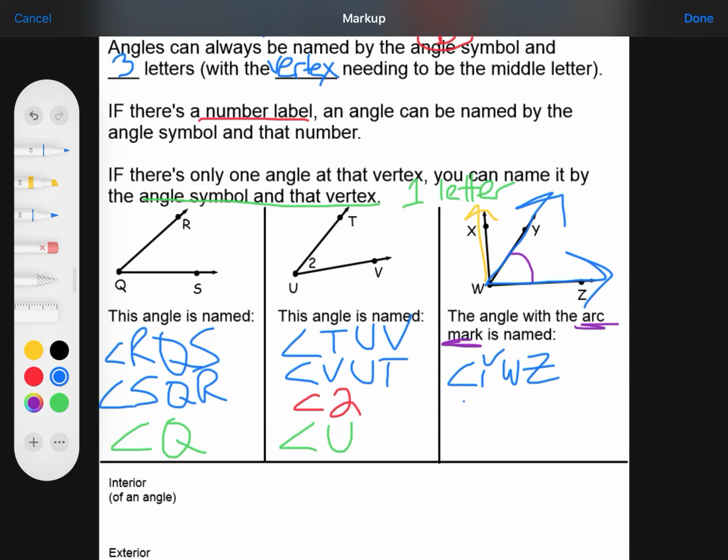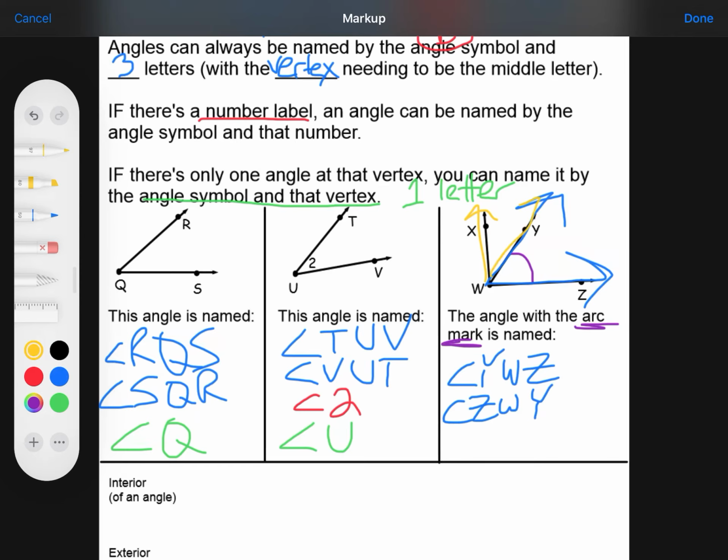YWZ is correct, or put W in the middle, but put the other letters in the other order, ZWY. Either one is fine. Now, there's no numbers. I can't do something like the last one with angle 2. And lastly, there's not only one angle at the vertex.